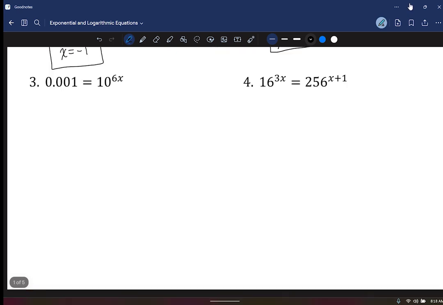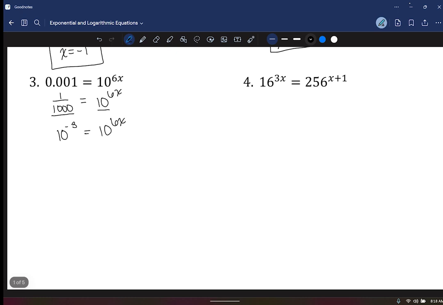So on number 3, I know that 0.001 is the same thing as 1 over 1,000. So I'm going to write that as a fraction. And if you have a fraction and then like a whole number as your base on the other side, you know that that fraction is going to have a negative exponent. So I'm just going to think to myself, this has a base of 10 already. Can I make this a base of 10? That would be 10 to the negative third power is equal to 10 to the 6x.